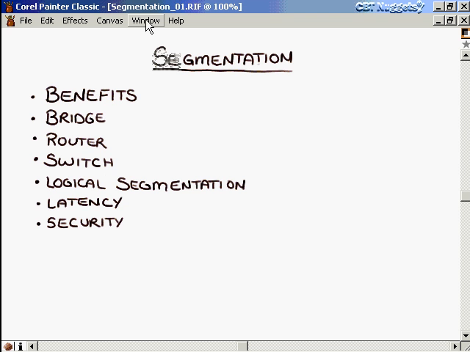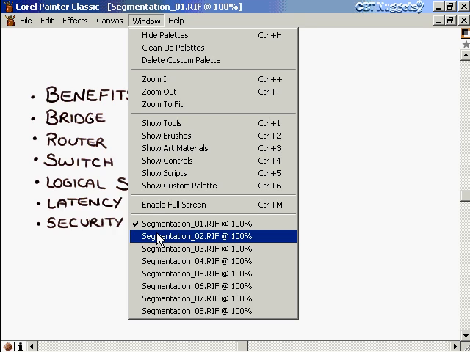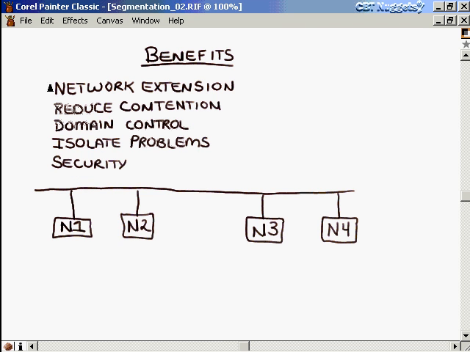The benefits that are associated with segmentation are countless, but we're going to highlight a few of them. The first one we're going to look at is network extension. As with any network, there are limitations on the distance that those runs can be made from the central device. Let's take 10BaseT, for example. Each of these nodes has to be within 100 meters of that shared device.